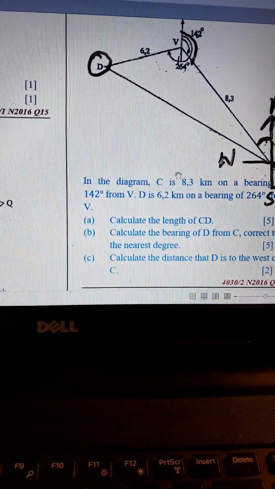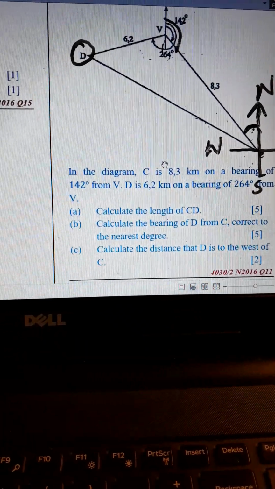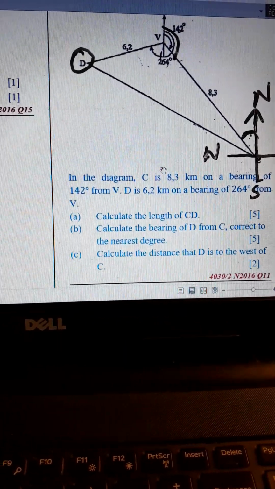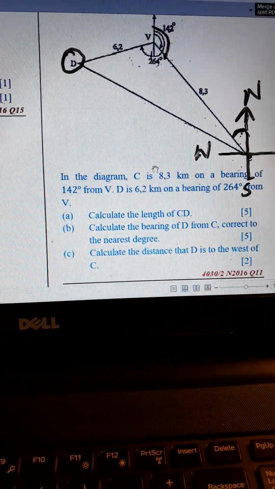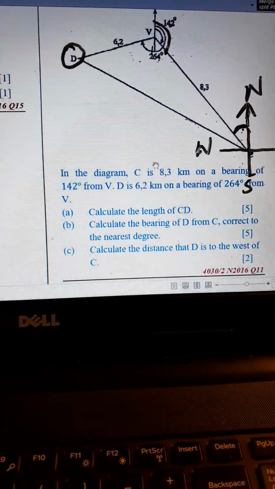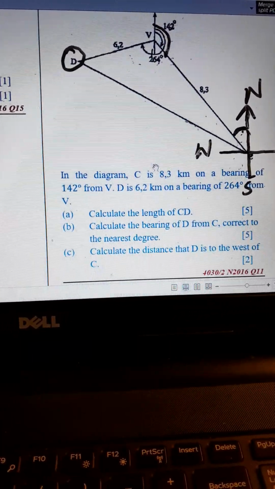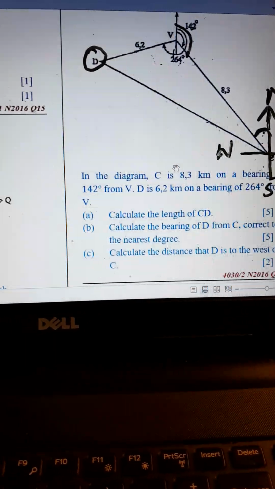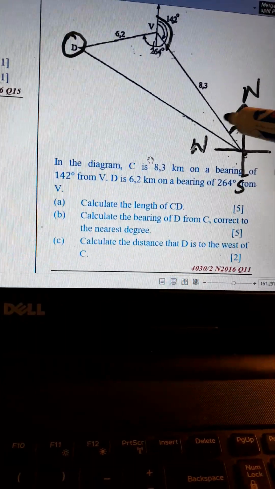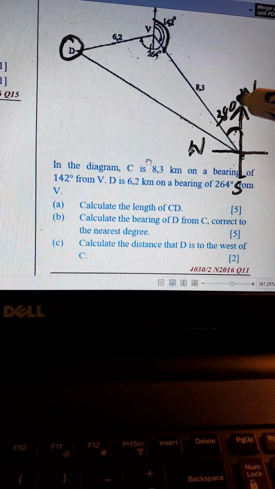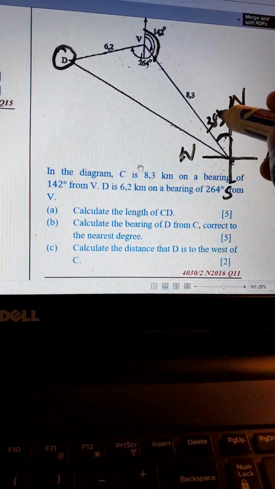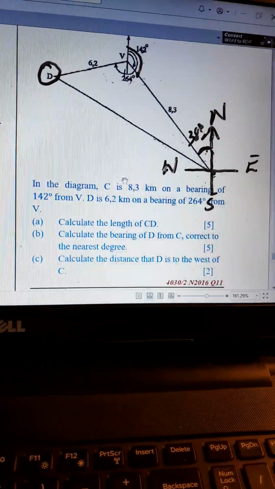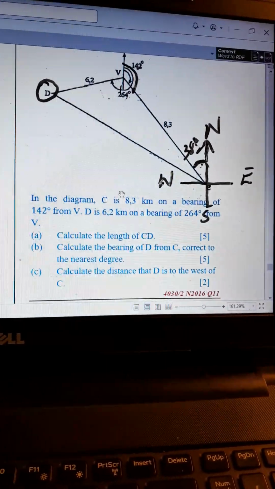180 minus 142, then we get 38 degrees. So here is 38 degrees.